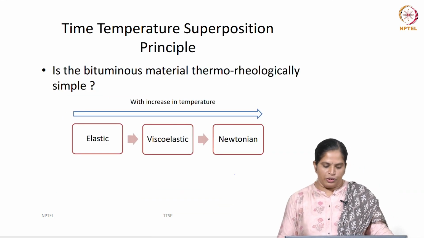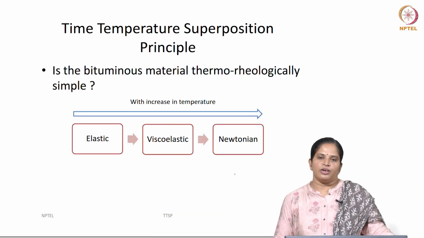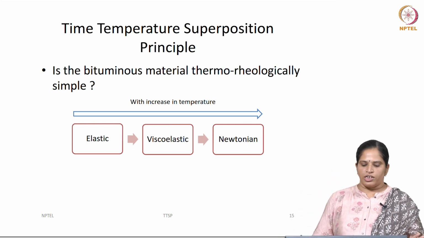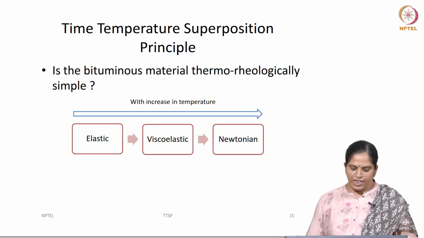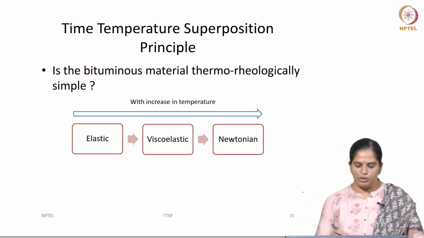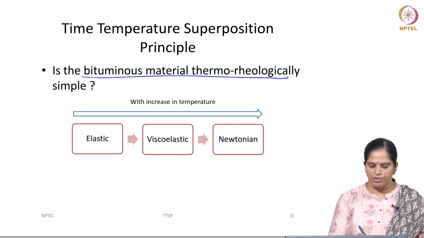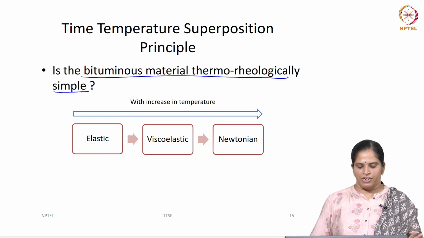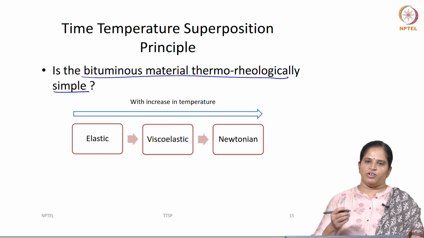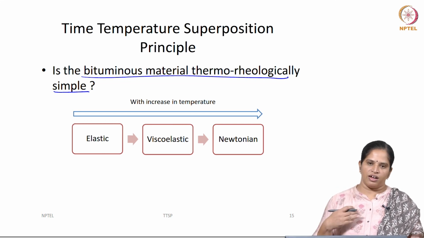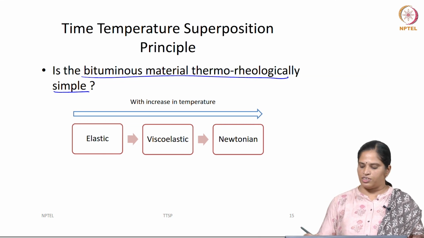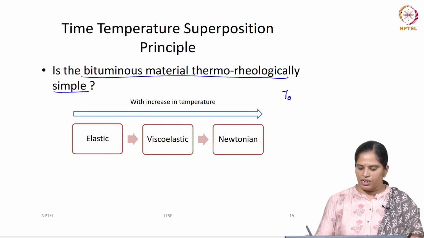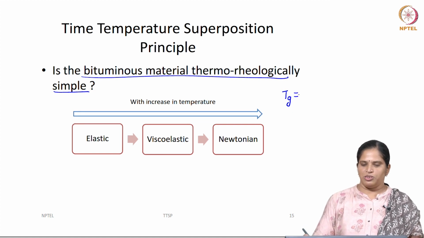So, let us come back to a bituminous material. Now, is the bituminous material thermorheologically simple? For this next question, let us look into the behavior of bitumen over a wide range of temperature. Right from the glass transition temperature, or we will start well below the glass transition temperature. You know what is glass transition temperature?